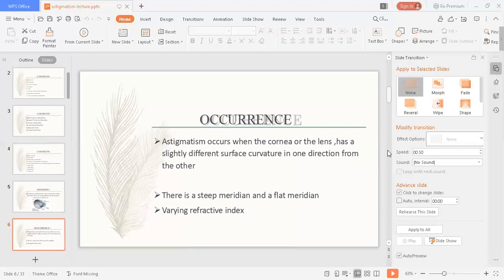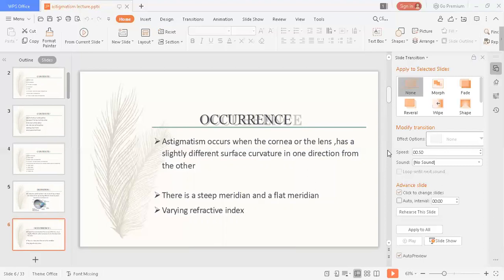So astigmatism occurs when there is a difference in surface curvature of either the lens or cornea. There is a steep meridian and there is a flat meridian. And in case of the lens, friends, there may be a difference in the refractive index of the lens in different meridia. That also can give rise to astigmatism. That will be lenticular astigmatism.